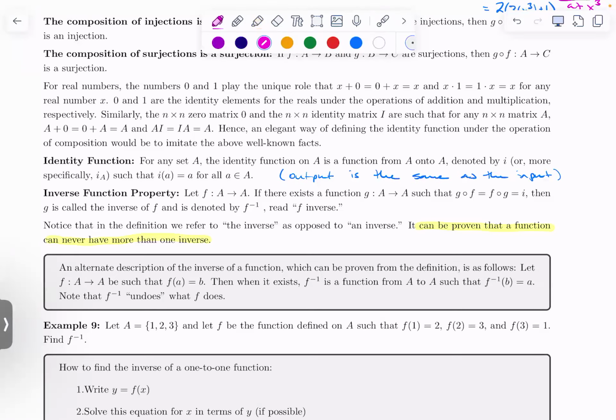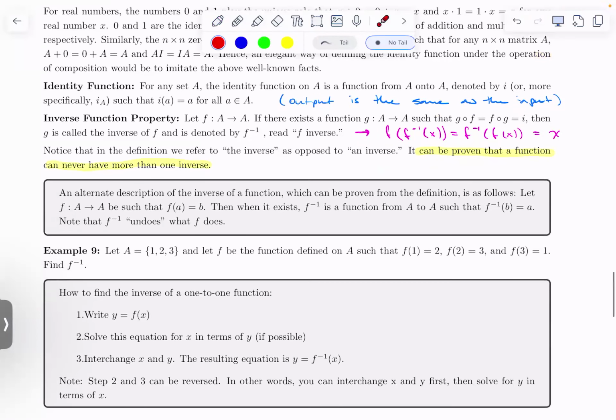What this is actually saying here is that f of f inverse of x should be the same as f inverse of f of x, and it should be x. We can do that. We just need to know how to find the inverse of a function. So let's get cracking on that.